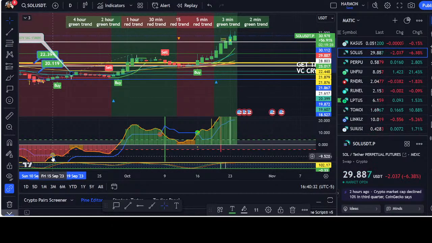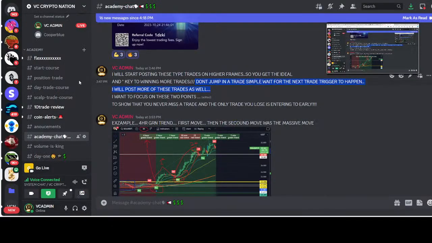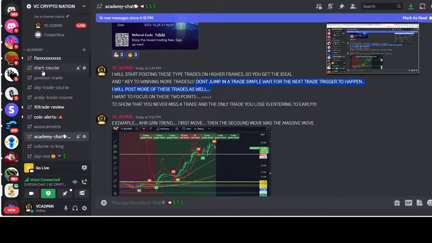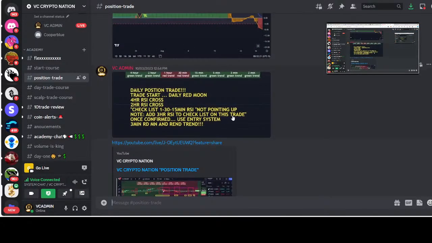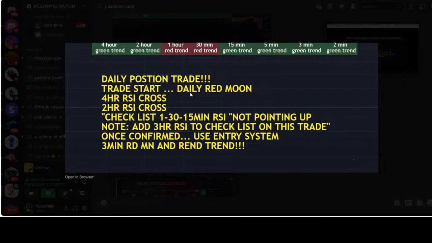Now we need confirmation, right? And what's our confirmation that we're looking for? The trade that we're looking for here is a daily trade, a daily red. Now, longs and shorts are the same thing. So we would just go daily red. We just change that to a daily green moon. The 4-hour RSI, 2-hour all going up instead of down, 1-hour and 15 headed up, and that's it.